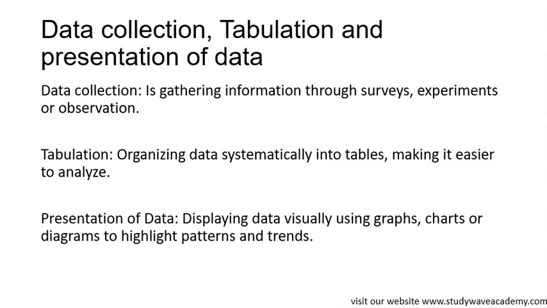Now, tabulation is organizing data systematically into tables, making it easier to analyze, okay? Tabulation is summarizing data by counting the occurrence of values or ranges, okay? Expressing the proportion of each category relative to the total, and then accumulating frequency as you move through the categories, okay?